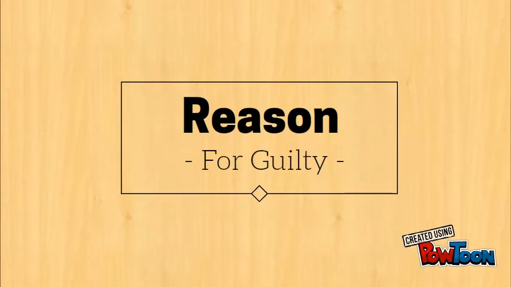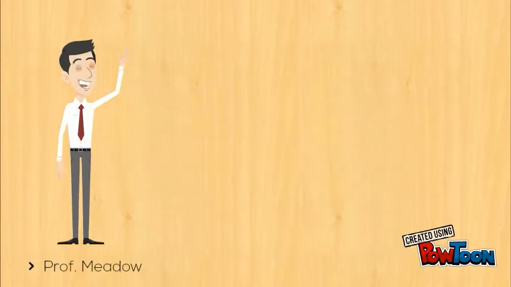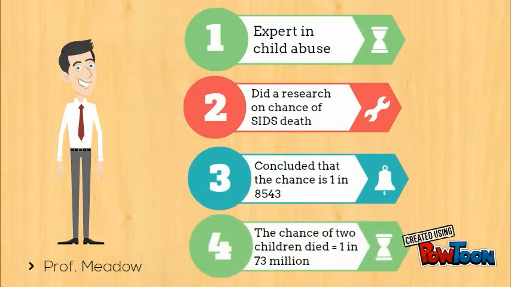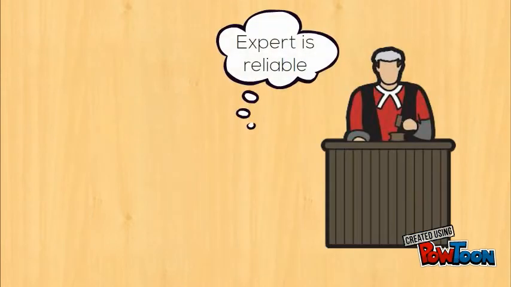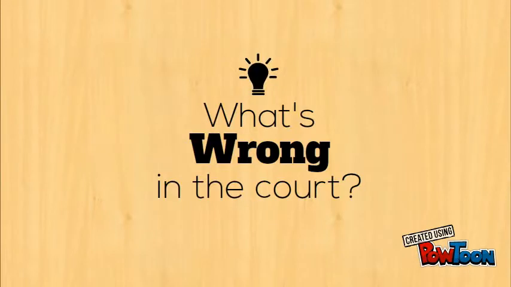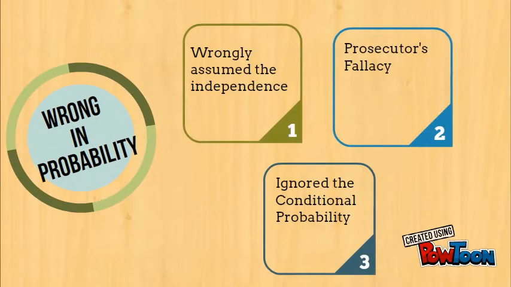The probability of 1 in 73 million was proposed by a professor who was an expert in child abuse. He did research on the factors related to child abuse and the death causes of children. Unfortunately, the judge accepted the professor's explanation and believed that it was nearly impossible that Sally Clark was innocent. From the case, it was obvious that 3 mistakes were made, listed below.